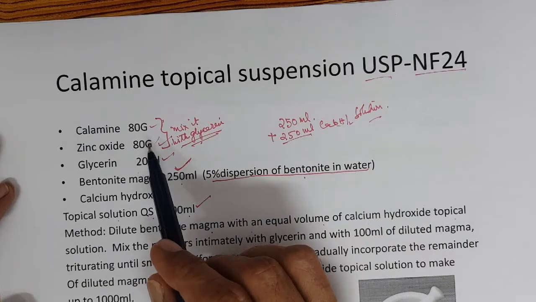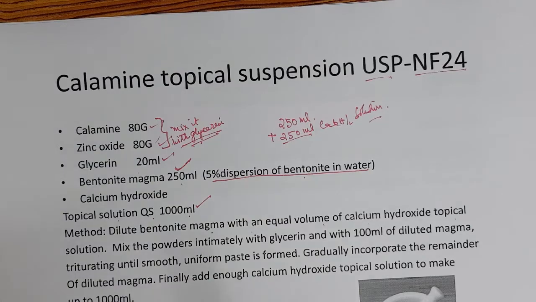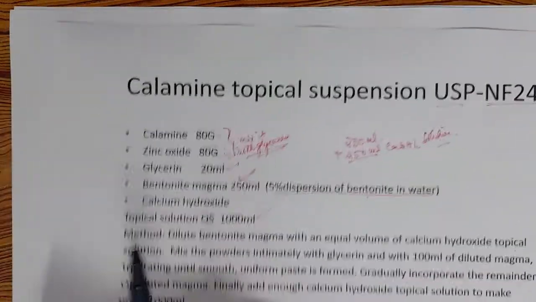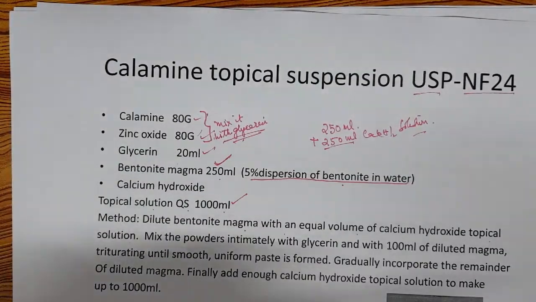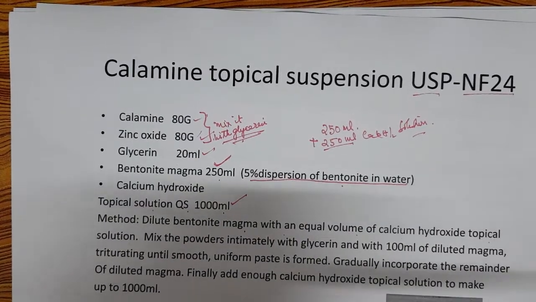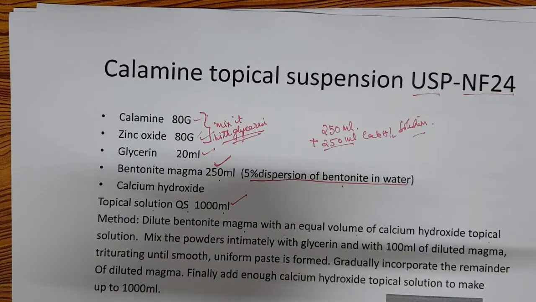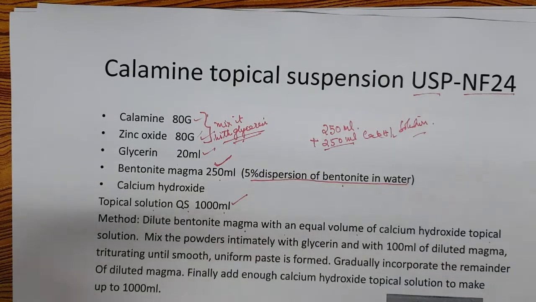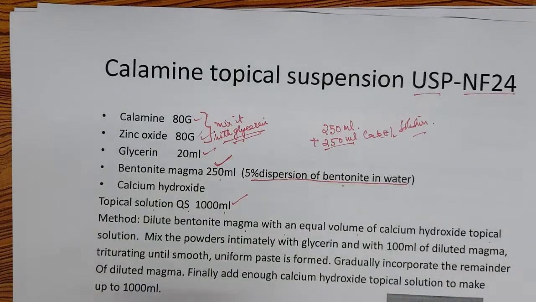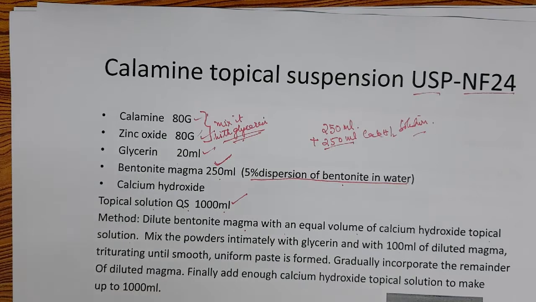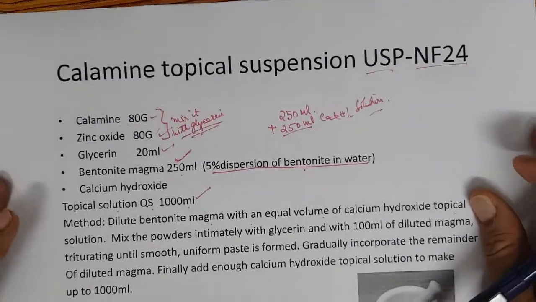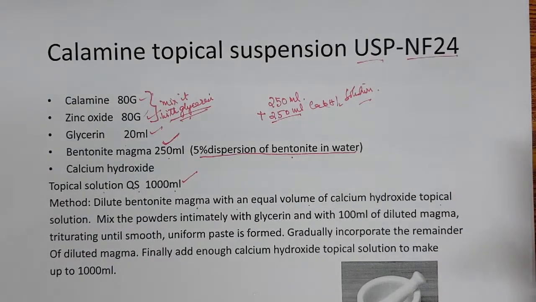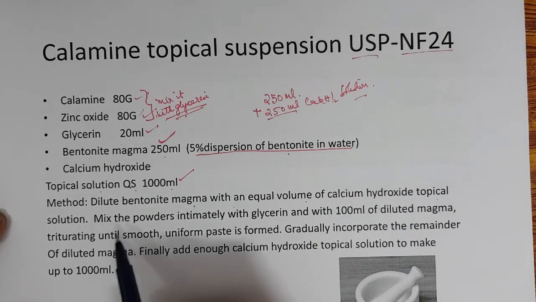So you can try it with the IP formula. What you can possibly do is first disperse the powders in glycerin and then try the method, because in glycerin water, the powders will wet very well. So that's the difference.